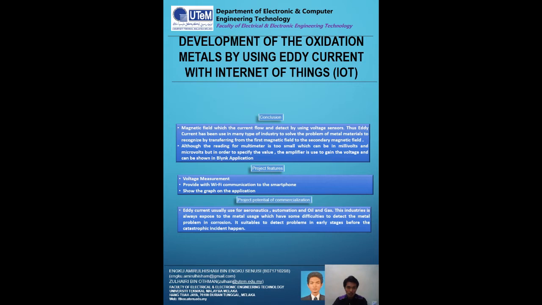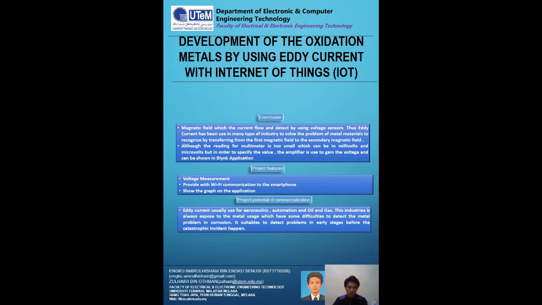For the project features that may include inside the project, there is voltage measurement. The second is provided with Wi-Fi communication to the smartphone, which meets the requirement of IoT. And lastly, the graph can be shown in the application.